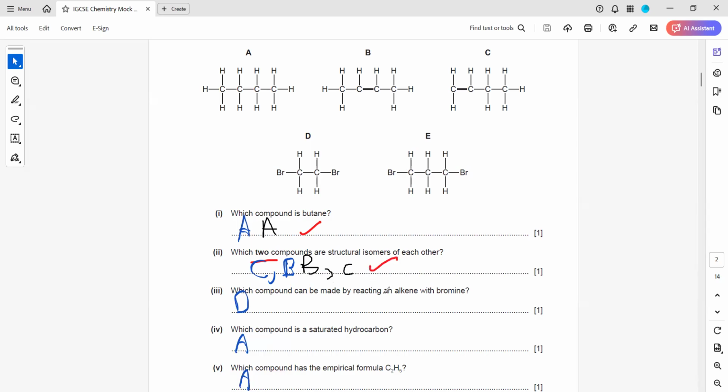Which compound can be made by reacting an alkene with bromine? Why is E wrong? Because the two carbons which have a double bond, the bromine should be attached to them. So two bromines should be attached to adjacent carbons, not on the opposite ends. So E will not form, D will form by that.